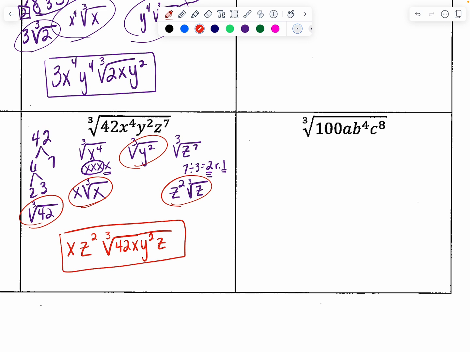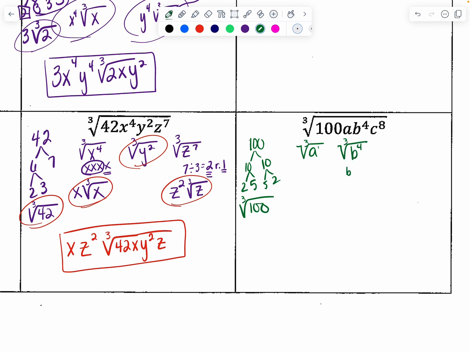All right, if you haven't done so already, pause the video and go ahead and complete this last one. If you've already done it, then continue to watch. So we have 100. All right, I only have 2 of each thing. I don't have 3. So guess what? This is going to stay the cube root of 100. And then I have a cube root of a. Well, technically there's a 1 on there, right? And so 1 is smaller than 3, so I'm just going to leave that exactly as is.